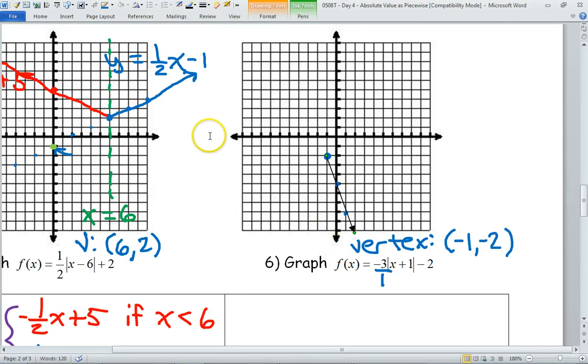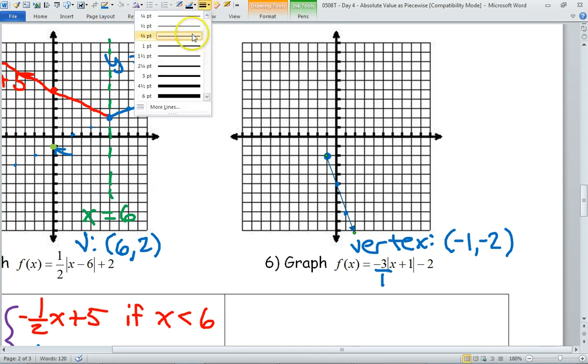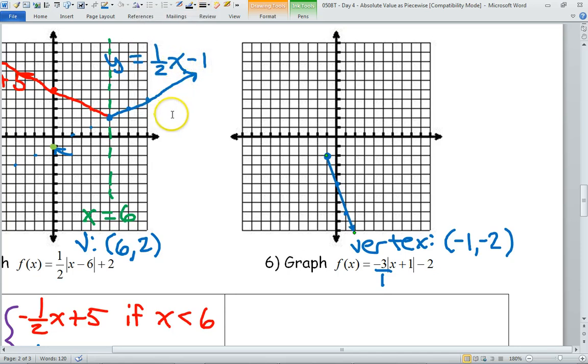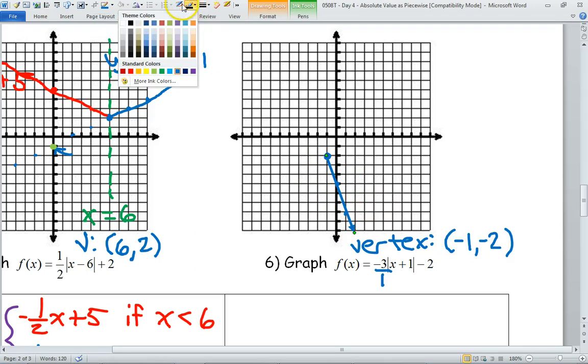Okay, down 3, right 1. What am I doing? Blue? I can do that. I can make that happen. Okay, pretty good. So that's that one. Now let's do the left-hand branch by reflecting.